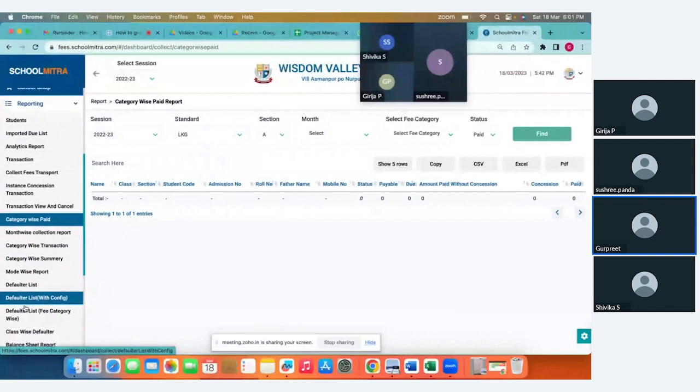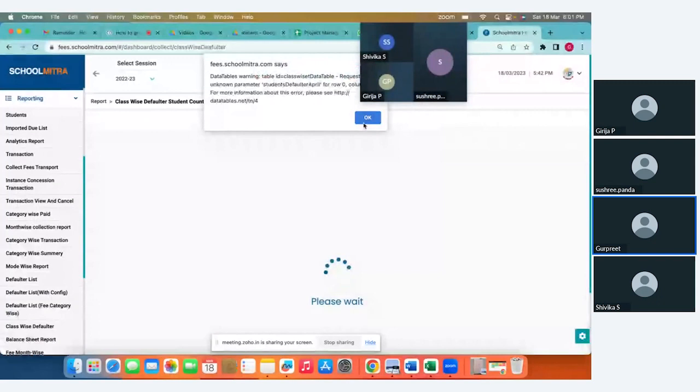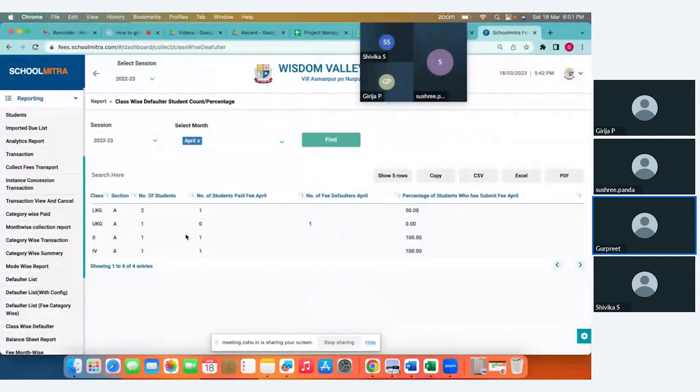So you can have class-wise defaulters. So suppose for the year 22-23, I select the month of April, who are my defaulters? So all the defaulters would come over here, and now I can schedule the entire fees, or I can also set up a message, and a default message can go to all the parents saying that, dear parent, you have an outstanding of rupees X payable for your child for the month X. So a customized message goes to every parent. Okay, that's the overall solution.